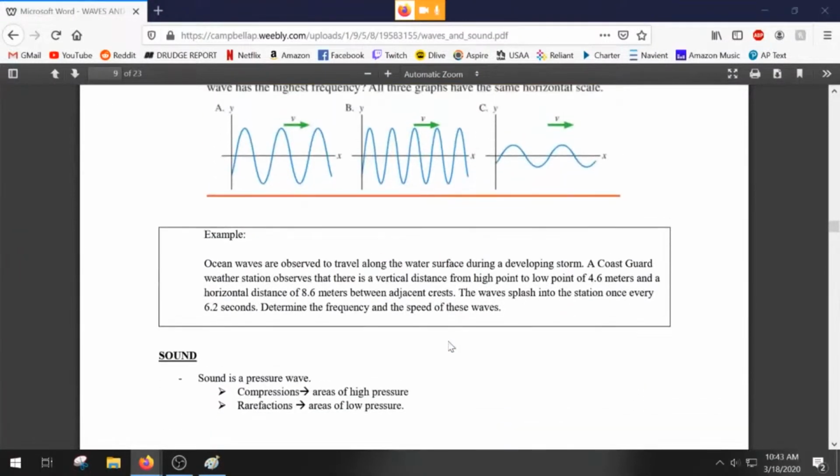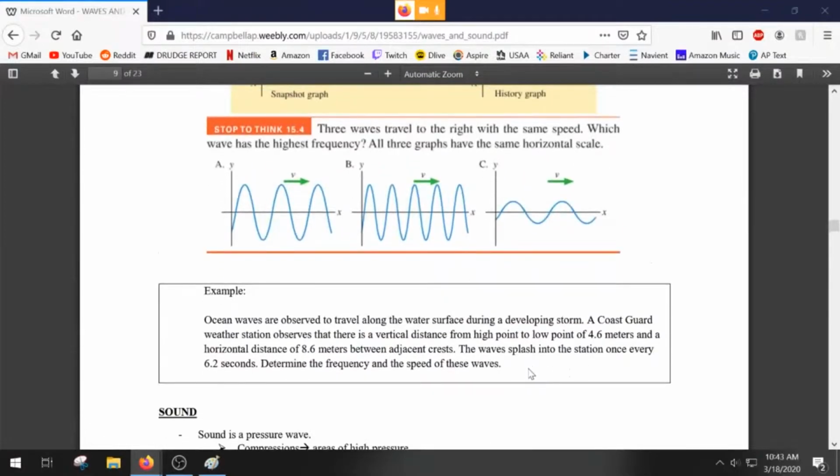All right. So let's take this example and then we'll wrap this up. Let's say we've got ocean waves. They're observed to travel along the water surface during a developing storm. A Coast Guard weather station observes a vertical distance from high point to low point of 4.6 meters and a horizontal distance of 8.6 meters between adjacent crests. The waves splash into the station once every 6.2 seconds. Determine the frequency and speed of these waves.